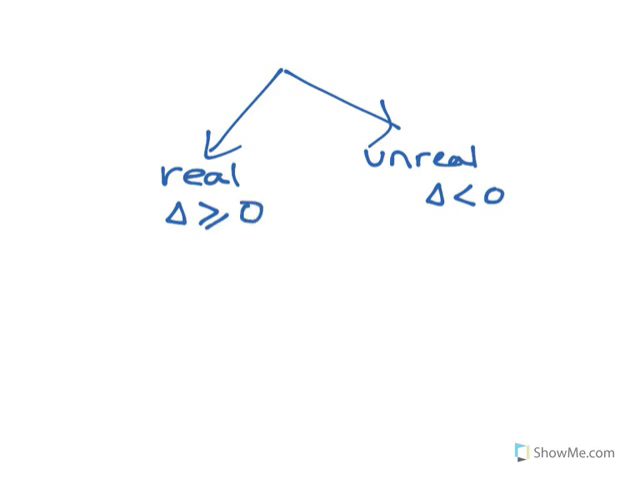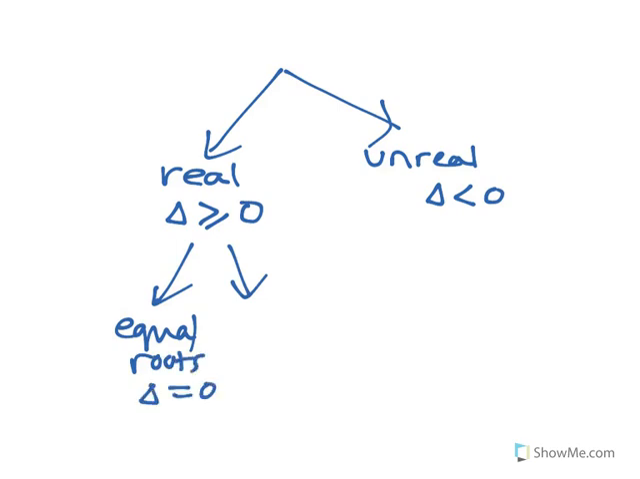Discriminant is greater than or equal to 0 for real roots. You have equal roots. That's where the discriminant equals 0 when you break this up into greater than and equal to. And you have two distinct, which means different, roots. That's where the discriminant is greater than 0.